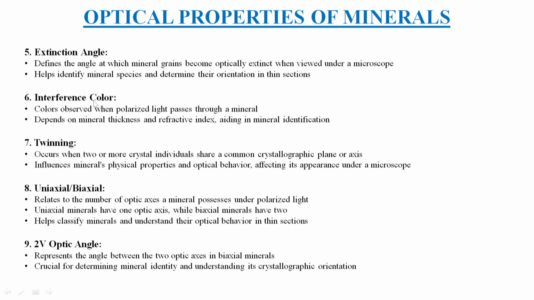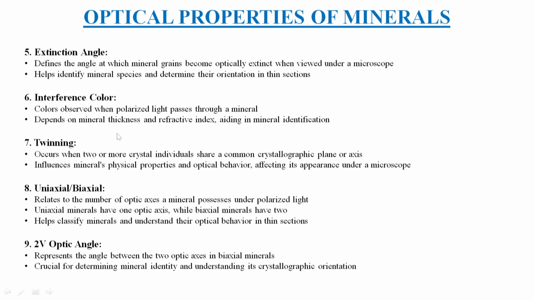The next one, interference color, occurs when polarized light passes through a mineral, that is, after the insertion of your analyzer you will be able to see this kind of interference color. Again, that is a function of the retardation offered by the mineral. It depends on the mineral thickness and refractive index.